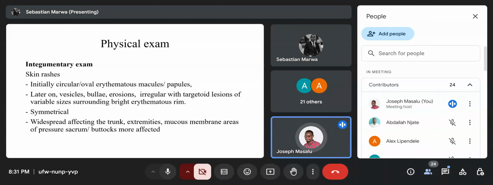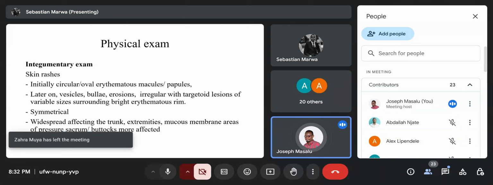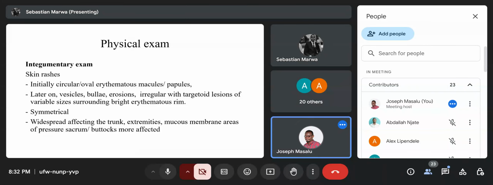Having rashes that have erosions takes us away from bullous pemphigoid, which usually doesn't have erosions. Pemphigus vulgaris has erosions, but we don't expect to see it in a 34-year-old; probably we see them in elderly patients. So the first differential here is SJS/TEN more than erythema multiforme. Can you proceed? Thank you, Dr. Joseph.